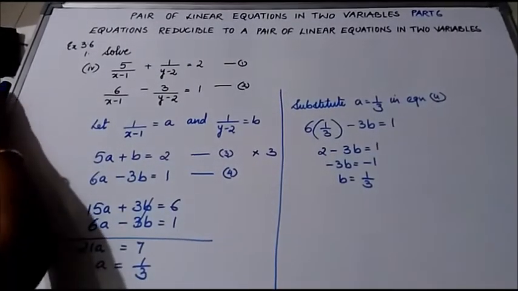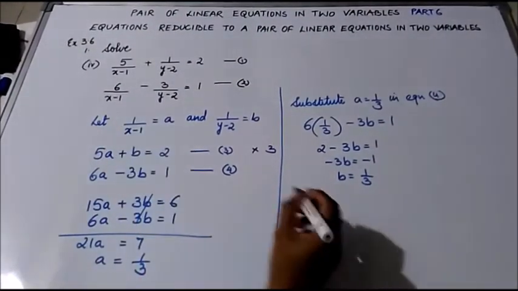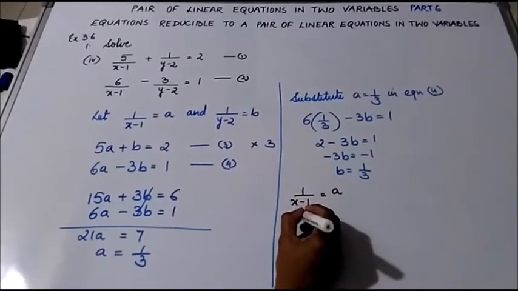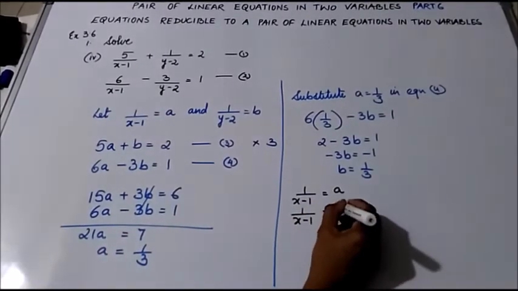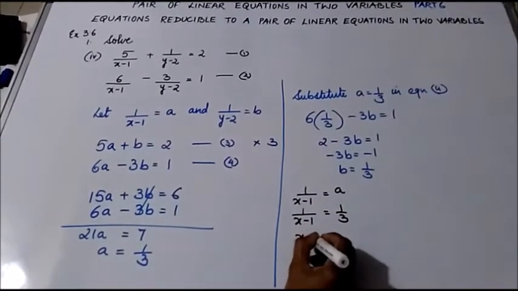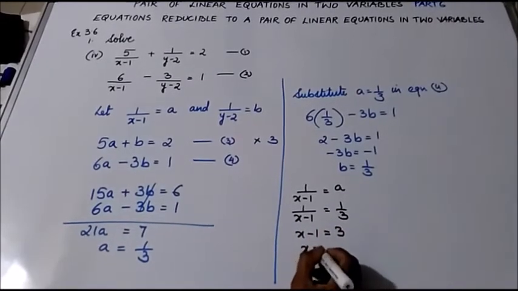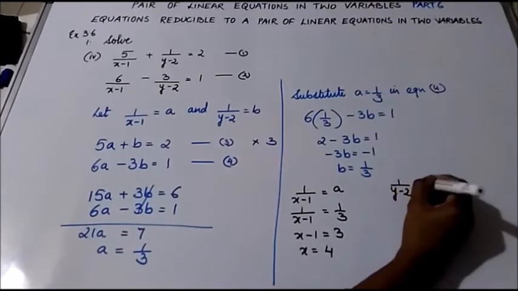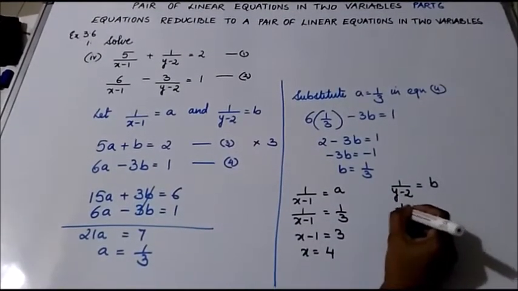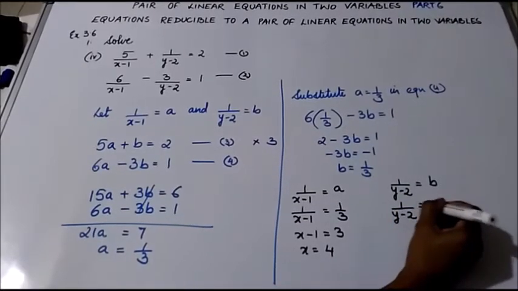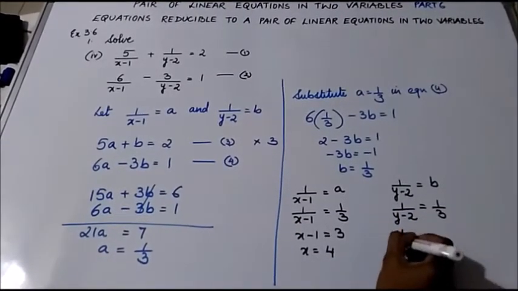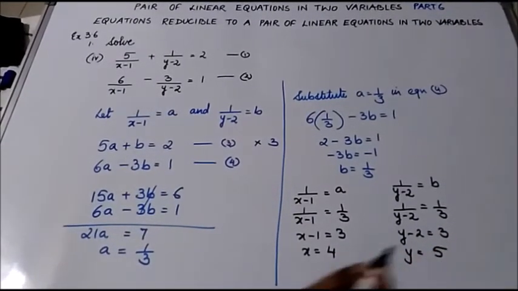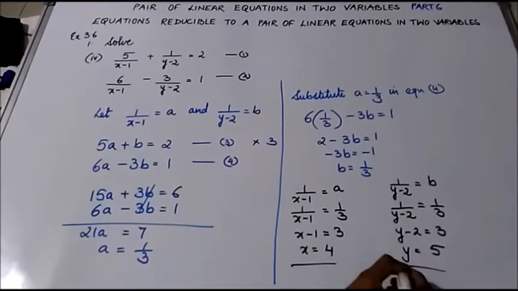Now let us go and find what is x and y. We have taken 1 by x minus 1 is equal to a, that is 1 by x minus 1 is equal to 1 by 3. That gives us x minus 1 equal to 3, that is x equal to 4. Same way we have taken 1 by y minus 2 is equal to b, that is 1 by y minus 2 is equal to 1 by 3. That gives us y minus 2 is equal to 3, y is equal to 5. So the solution is x equal to 4 and y is equal to 5.